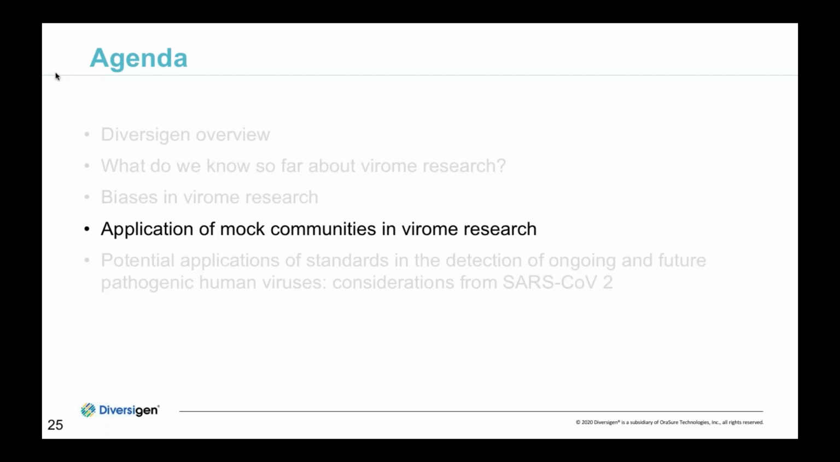But reference materials like mock communities would need to continue to be included into a viral pipeline on a regular basis because there are still biases that can be introduced even when the reagents and the tools have been benchmarked. For example, factors such as changing the technician from day to day or issues during shipping of the samples to the lab, all of those things can affect viral results. And the only way to address these and other issues will be by including reference materials like mock communities.